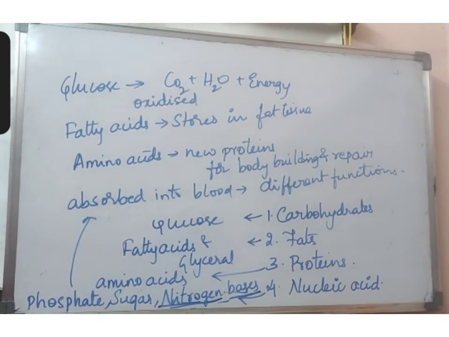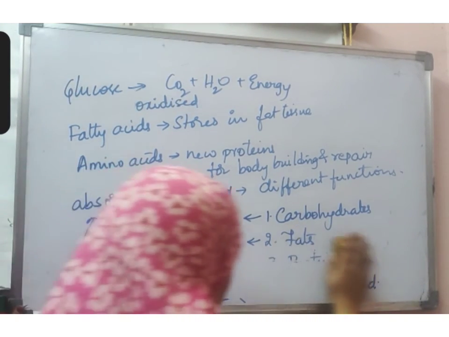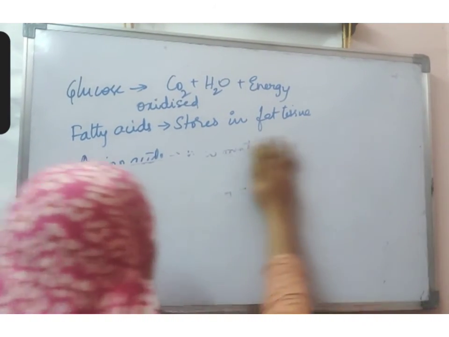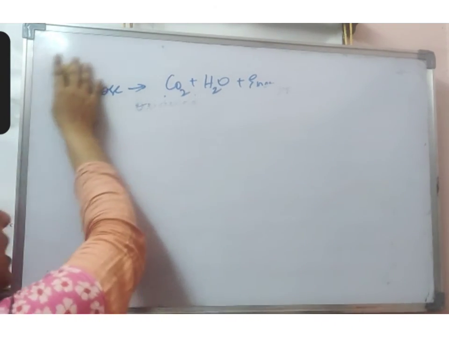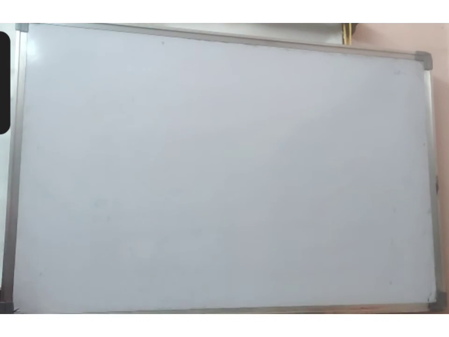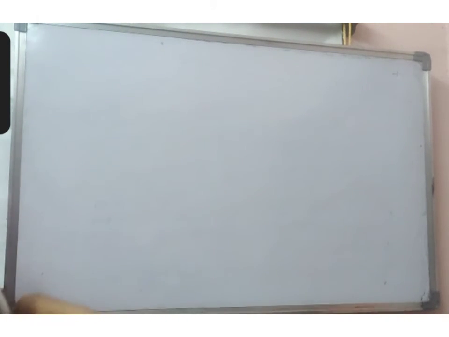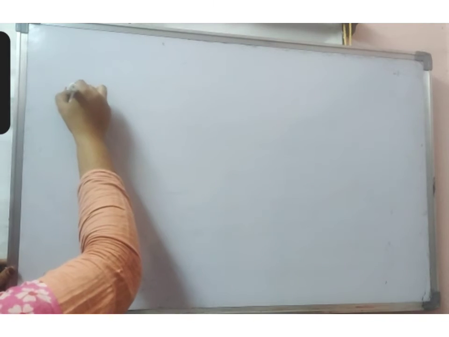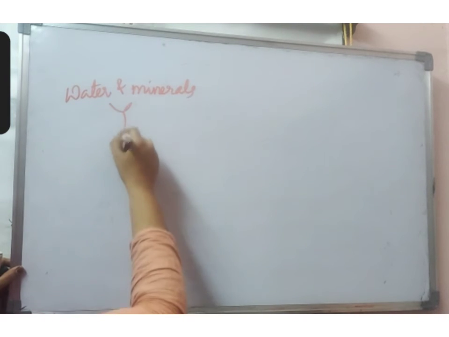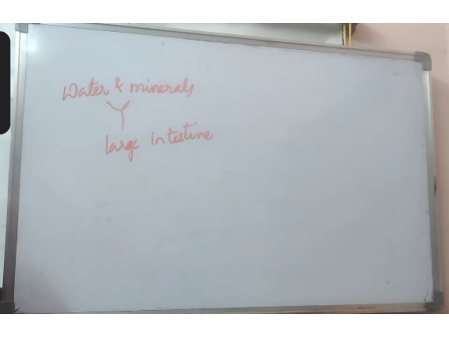Now, what happens to the undigested food? That also we'll see. Among the undigested foods, water, minerals, vitamins will also be absorbed into our blood. Vitamins and minerals are also absorbed in small intestine, but in case of water and minerals, they are absorbed in large intestine. Large intestine absorbs water and minerals.